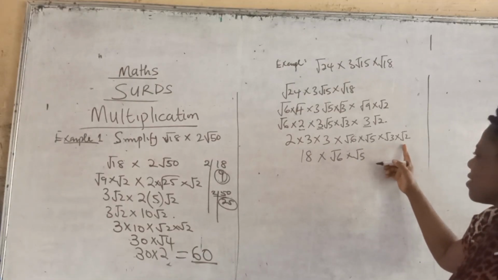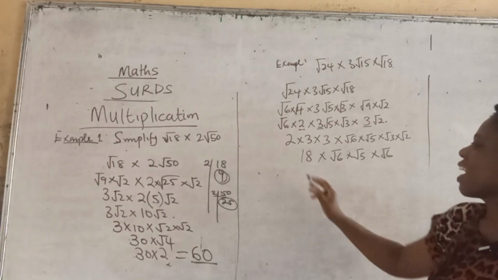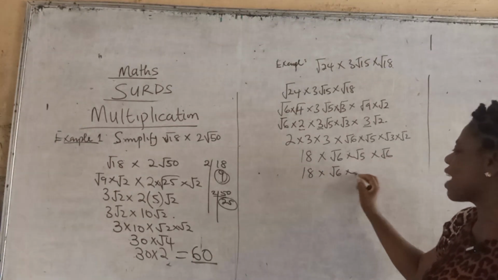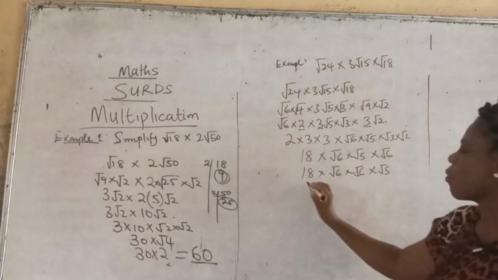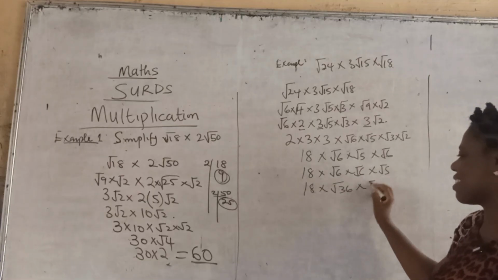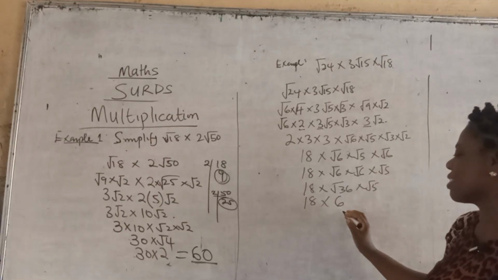The last 2 surds, what will they give us? They will give us root 6, and that is root 6. Are you with me? And we have 18. How many root 6 do you have there? 2. Root 6 times root 6, and the last one is root 5. Root 6 times root 6 will give us root 36. And what is the square root of 36? That gives us 6.